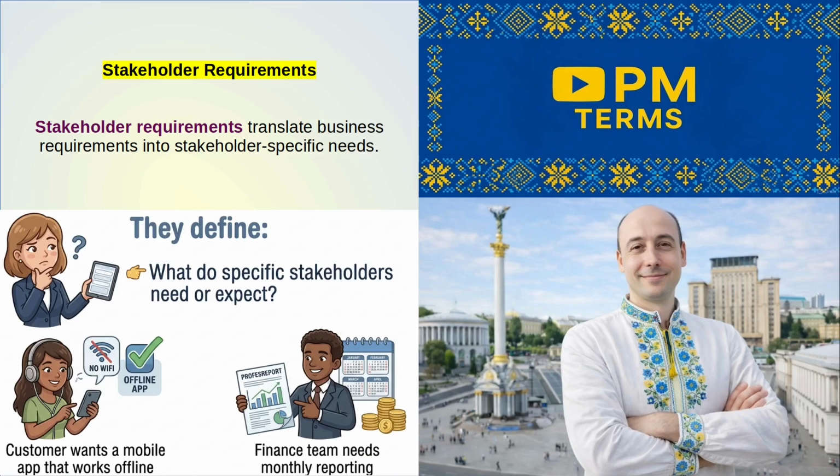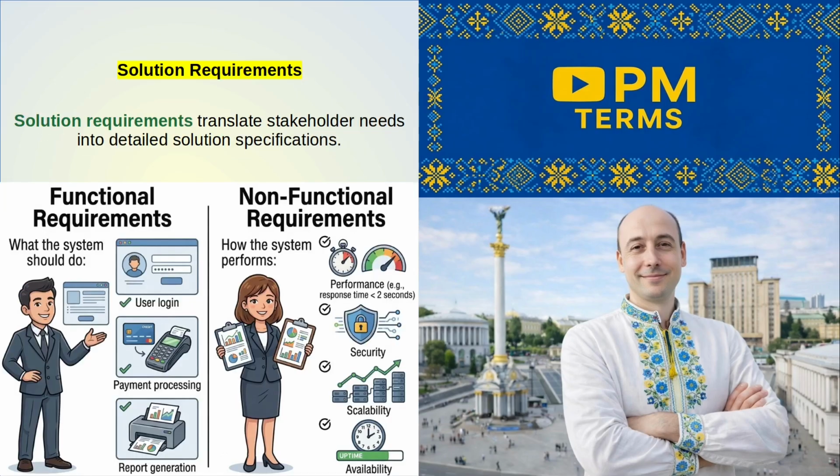Customers prioritize usability and speed. Managers require reporting and control. Engineers evaluate technical feasibility. Examples: customer wants a mobile app that works offline. Finance team needs monthly reporting. Next, we have solution requirements.